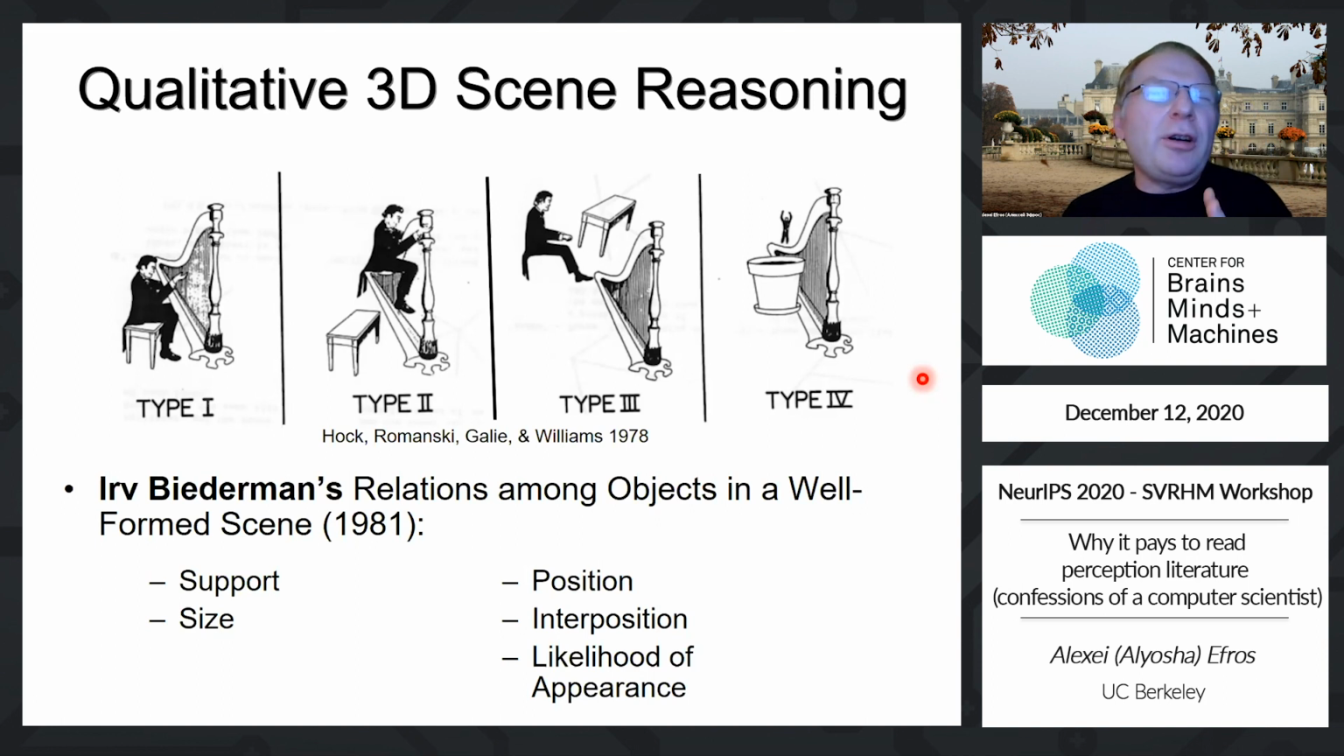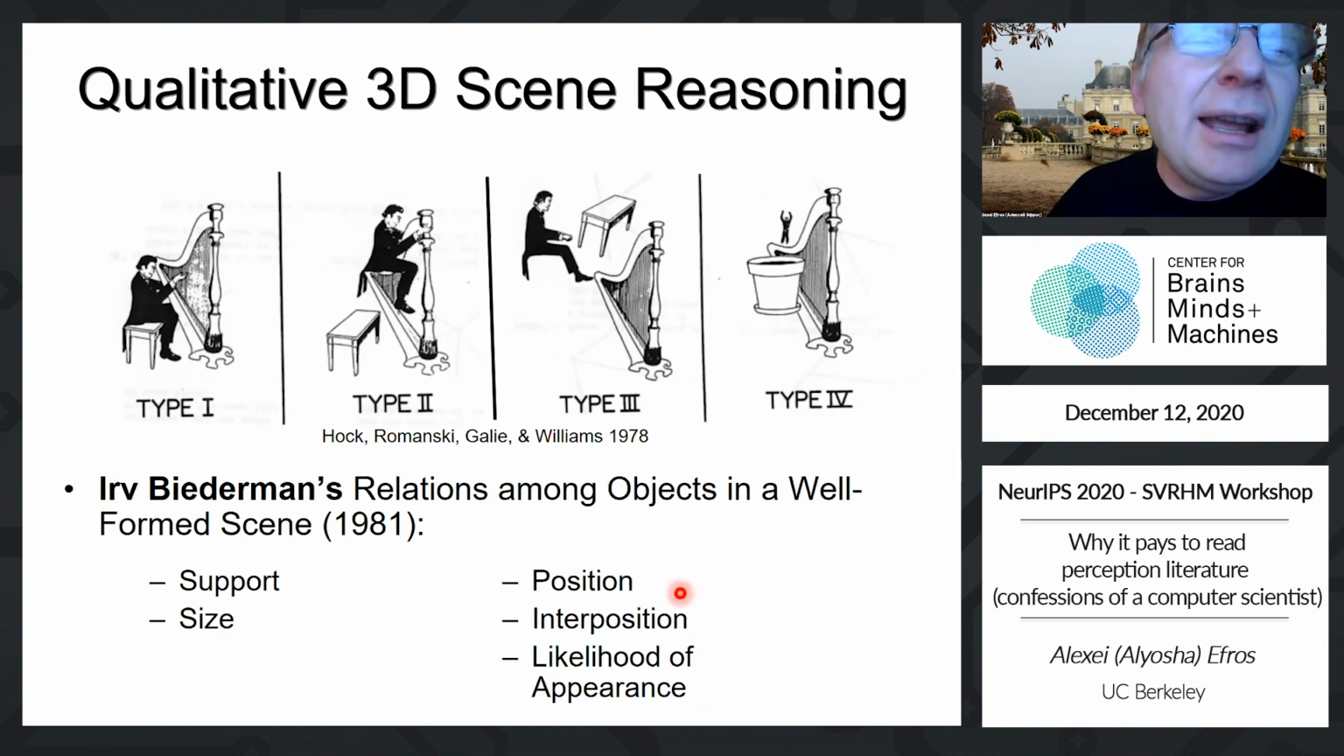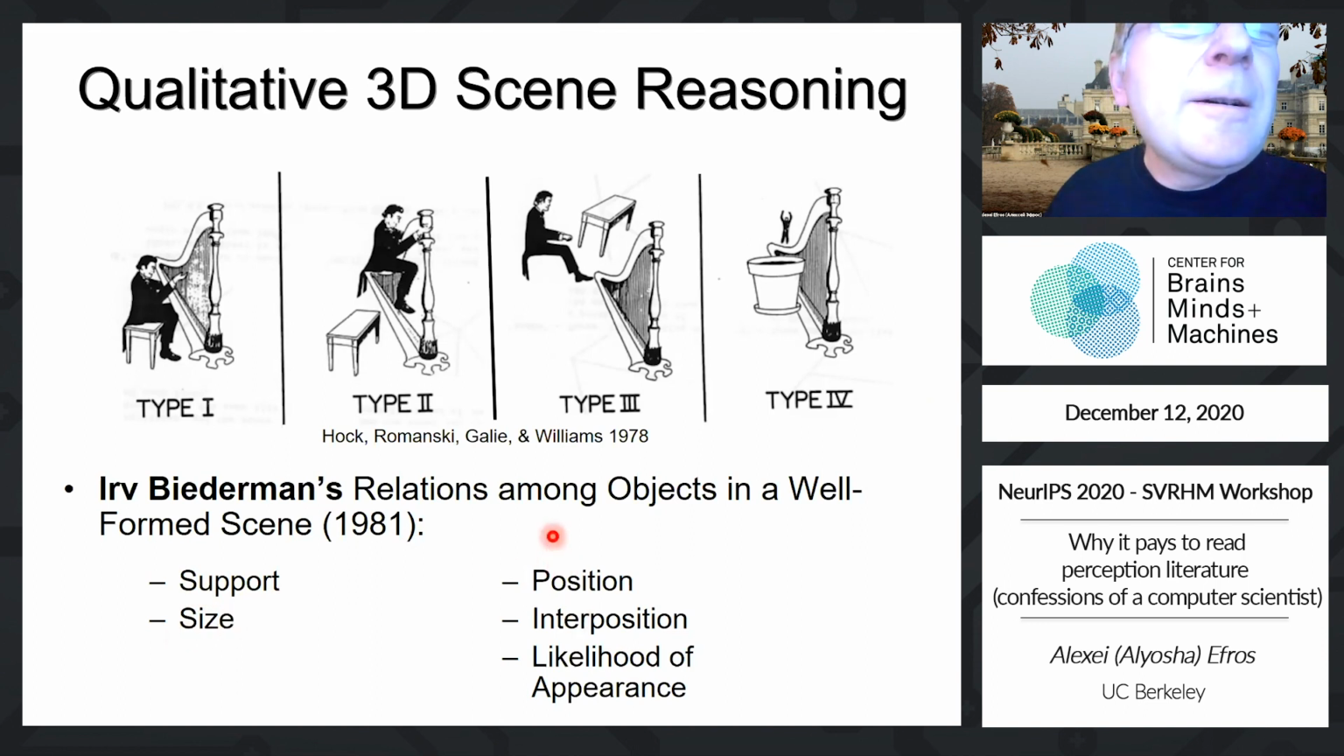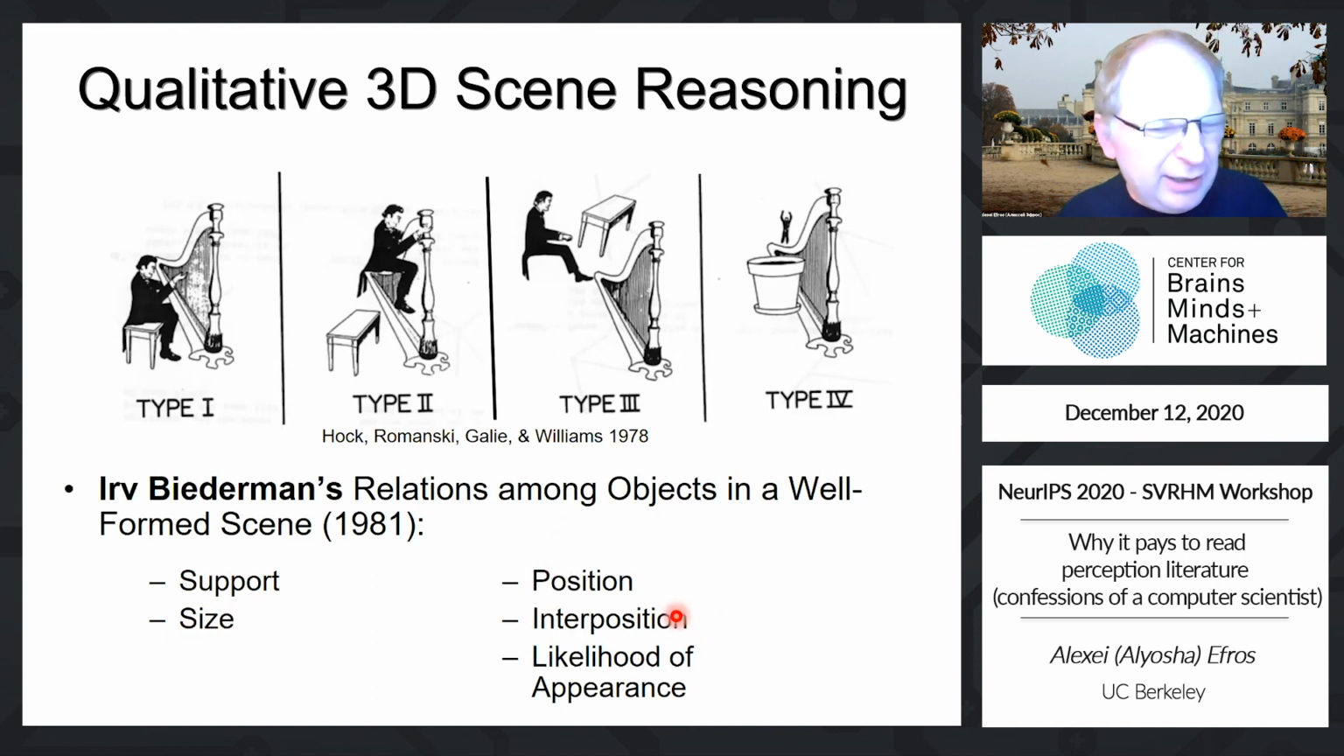But Biederman's work on understanding well-formed scenes is a beautiful paper. If you haven't read it, it's just a beautiful paper. Biederman basically had this whole theory about what it is that makes a well-formed scene, what you need for a scene to hang together, to be a coherent thing. And so he hypothesized five parts: support, size, interposition, position, and likelihood of appearance.